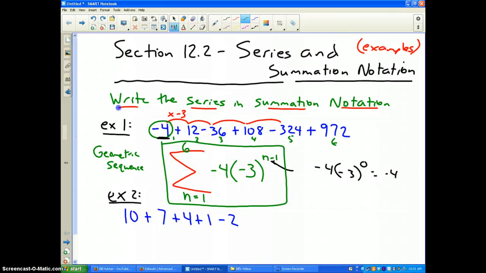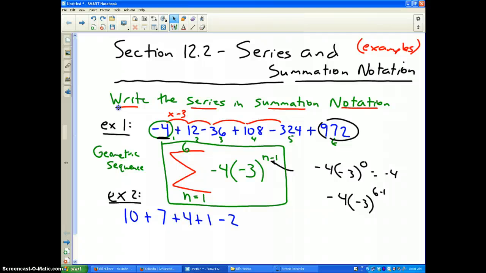And we can test the last one as well, because if we put 6 in for n, I would have -3 to the 6 minus 1 power times -4. If you do that on your calculator, you take -3 and raise it to the 5th power, you get -243, times -4, and you get 972. So that checks and works. Second example.